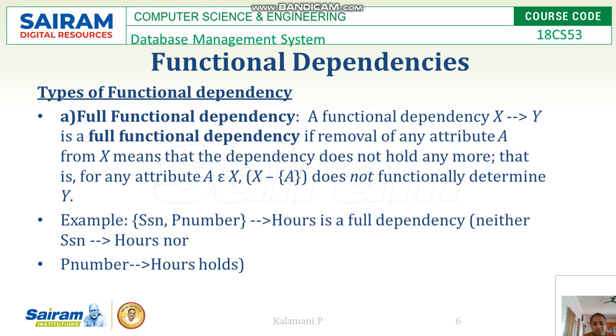This is a full functional dependency. If we know SSN alone, we can't find out how many hours the employee is working on the particular project. And if we remove the project number also, we can't determine how many hours the employee is working on the project. So the other two do not hold. This is called full functional dependency. SSN, P number determines hours is a full functional dependency. If we remove any attribute, the dependency won't hold.